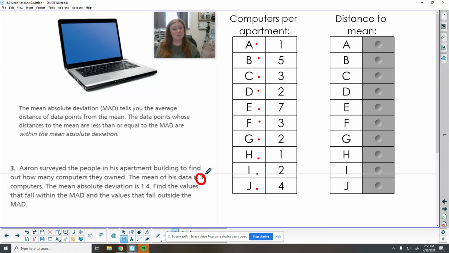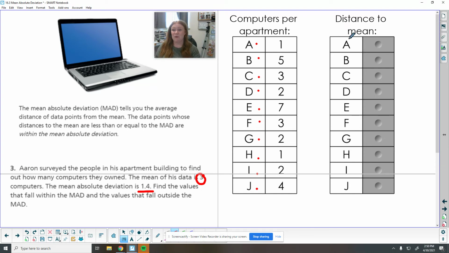So they've already done part of the work for us. How nice. We love when they do that. And they even went a step further and told us that the mean absolute deviation is 1.4. So we want to see which of these values lie inside this deviation, or which ones are outside of it. So which ones are common, which ones are not common.